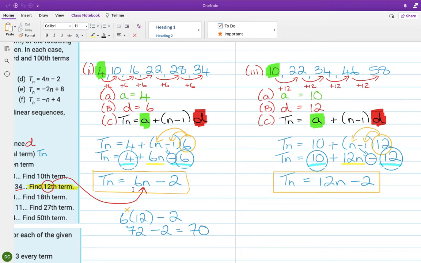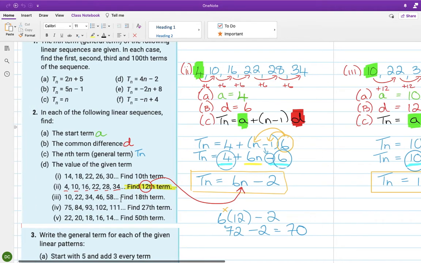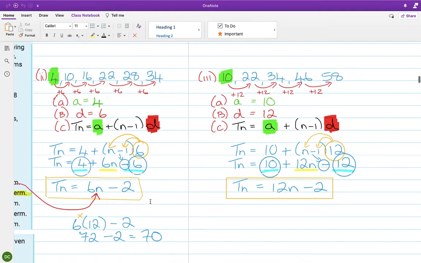Okay, we can just see it anyway, but see part 3 here. They're asking us for the 18th term. So in our general term, we replace the n with 18. So the 12 and the 2 stay the same. Remember that this thing, the bracket, means that I multiply. So it's 12 multiplied by 18, which is 216 minus 2, and that is 214.